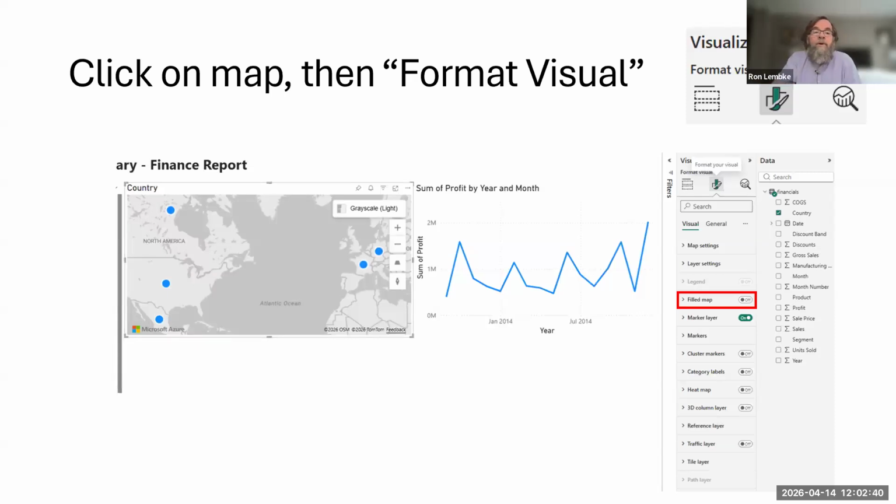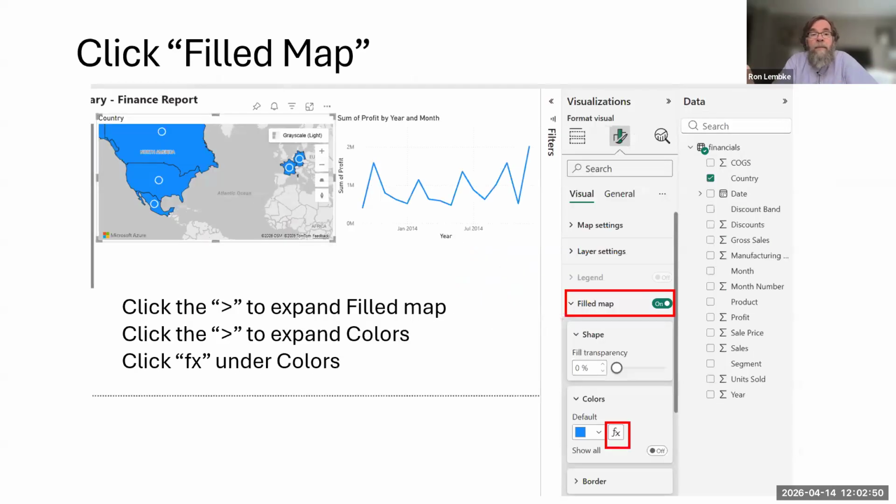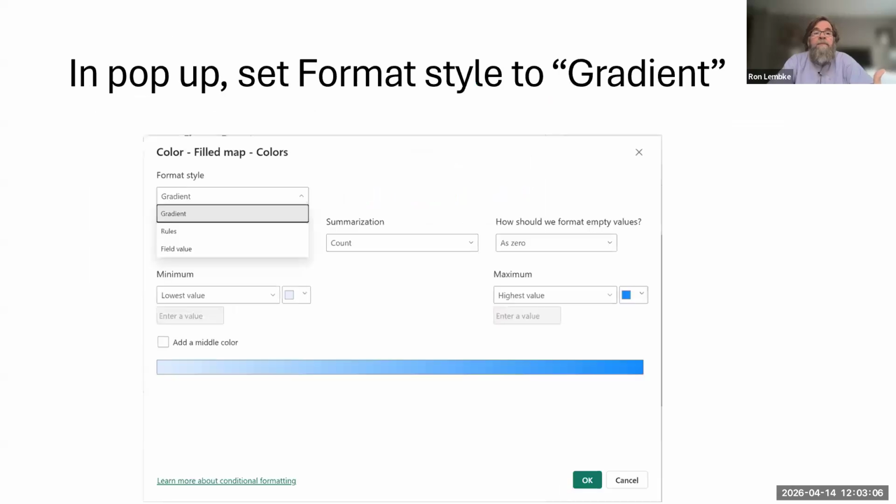Right now, the filled map is turned off, and that's why the map is just these little blue circles. We want to color it in to make a choropleth map. So we're going to click filled map. And so now we've got the filled in map. Then under filled map, click on the greater than to get this pull down menu to appear. And then under colors, we're going to click this little FX button so that we can do some visual effects.